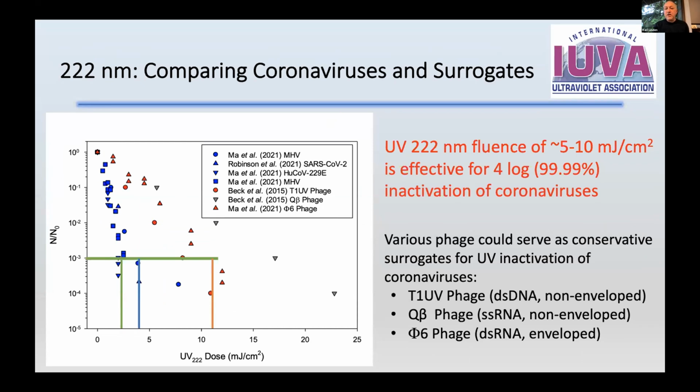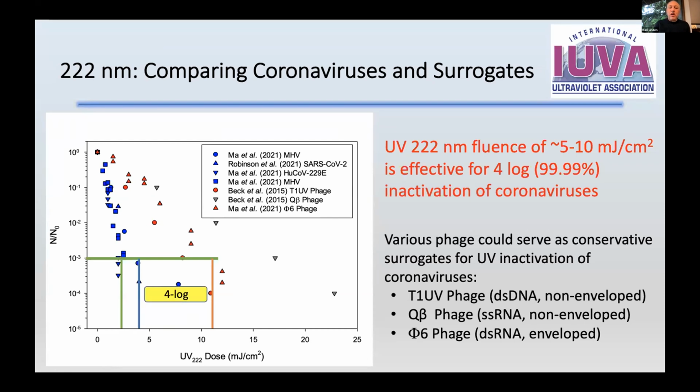I want to point out that the T1 UV phage, that's quite a good surrogate as far as the fluence goes, very similar fluence required for the same levels of inactivation, is a double-stranded DNA phage, and it's non-enveloped. The coronaviruses are enveloped, and they're typically RNA-based viruses. Q beta, on the other hand, is a single-stranded RNA phage that's non-enveloped, and Phi6 is a double-stranded RNA phage that's an enveloped phage. So we look at a variety of types of surrogates that we can use for representing inactivation.